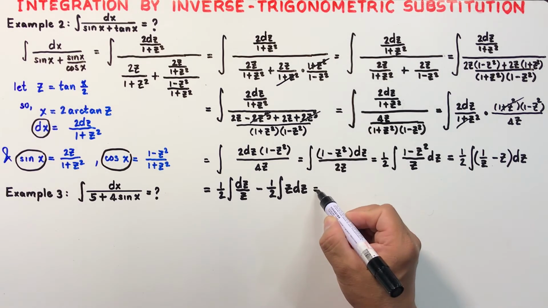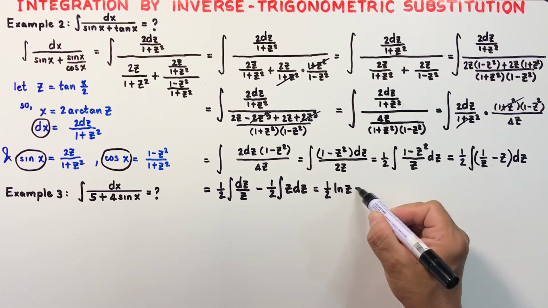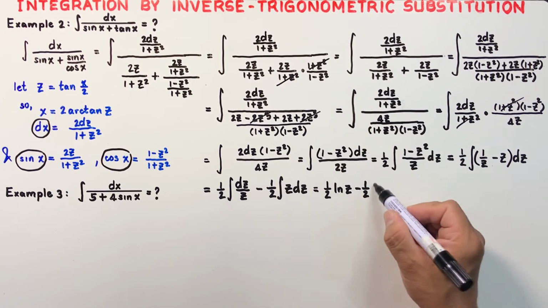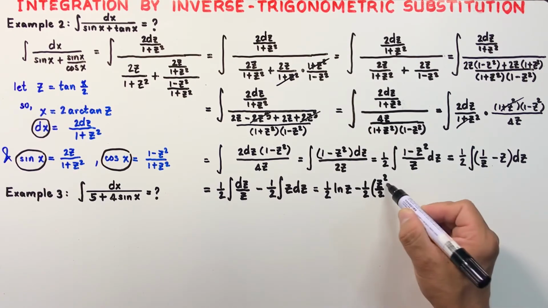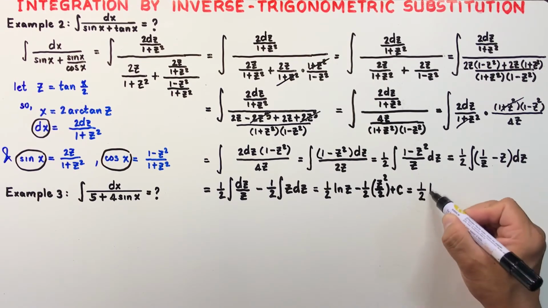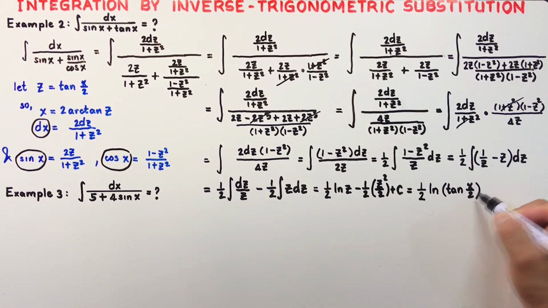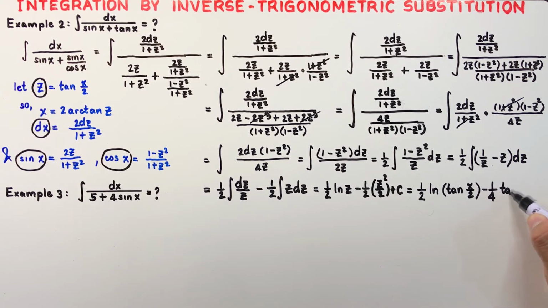And we know that the integral of dz over z is the natural log of z, and also the integral of z dz is z squared over 2 plus the constant of integration c. So therefore, our answer is 1/2 of the natural log of our z, which is the tangent of x over 2, because that is the representation of z. And this will be subtracted by 1/4 of the square of our z. And the square of z is tangent squared of x over 2 plus the constant of integration c. So therefore, this is our answer for example number 2.